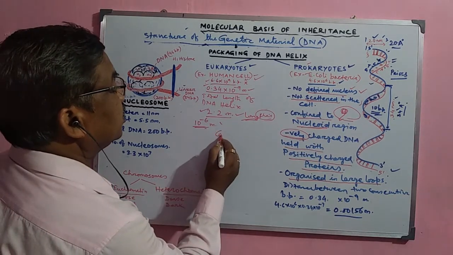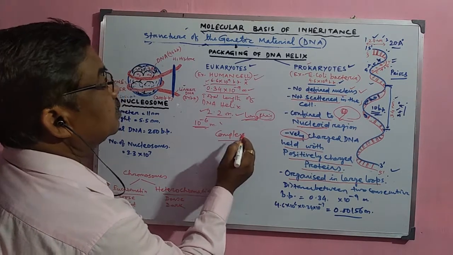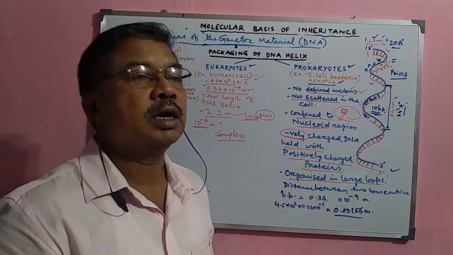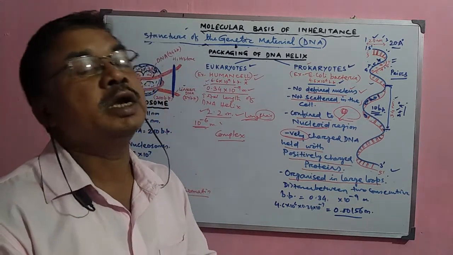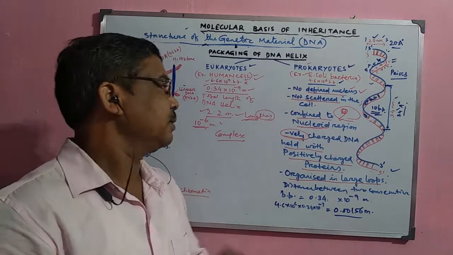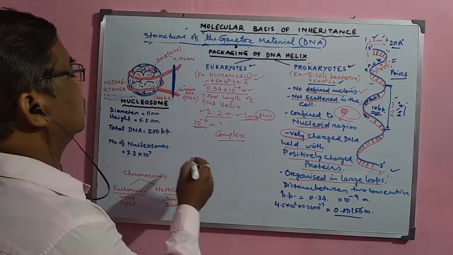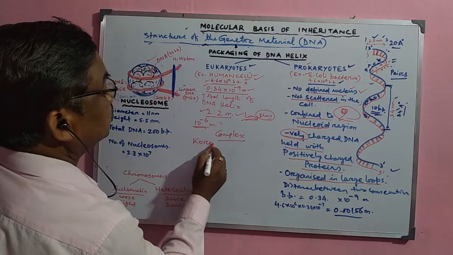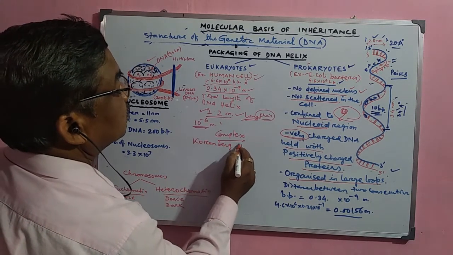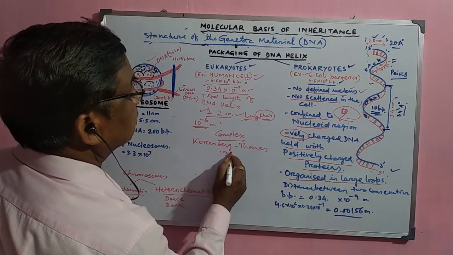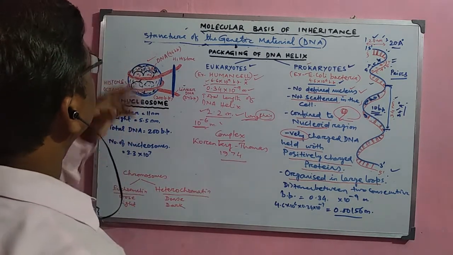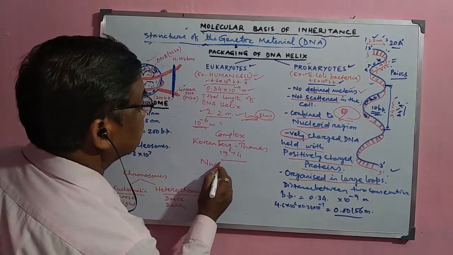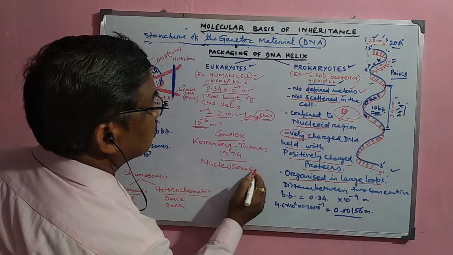Now this is a complex structure in comparison to the prokaryotes. In case of prokaryotes, the negatively charged DNA is held with the positively charged protein and they remain in the nuclear region. But here there is a special structure which was established by Kornberg and Thomas in 1974, and this model is universally accepted now. It is called the nucleosome model.